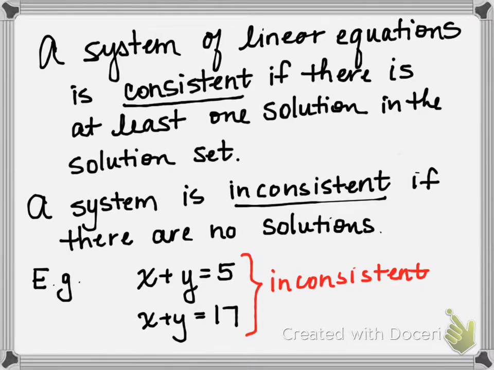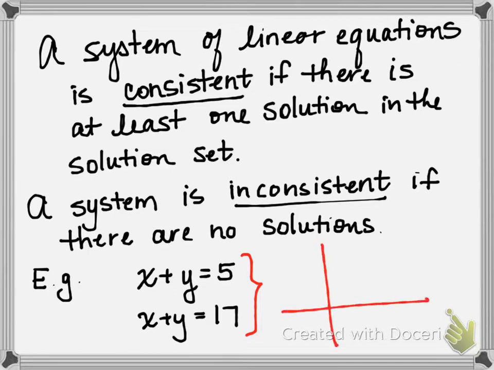If we wanted to graph this system, x plus y equals 5 is a line that looks like this. Right here, that point is 5, and this y value is 5. And x plus y equals 17 is a line that looks like this. Right, this is 17, and this is 17. Okay, so notice those two lines don't cross at all. They are parallel. So there is no point that is on both lines at the same time.